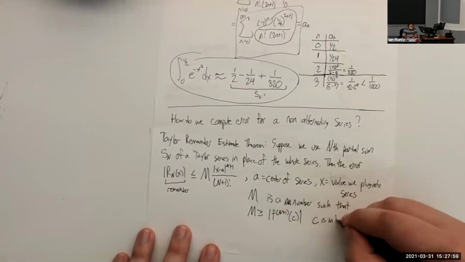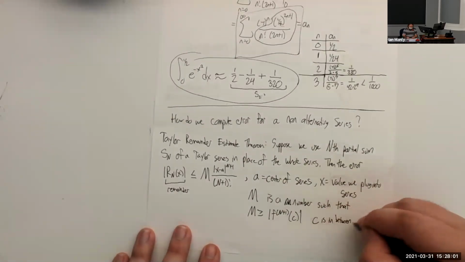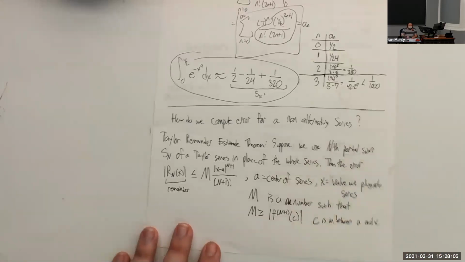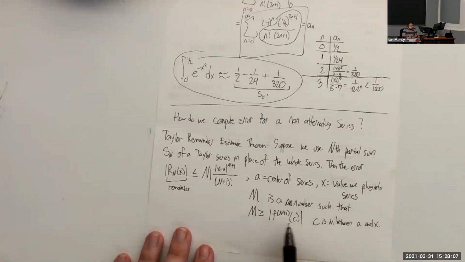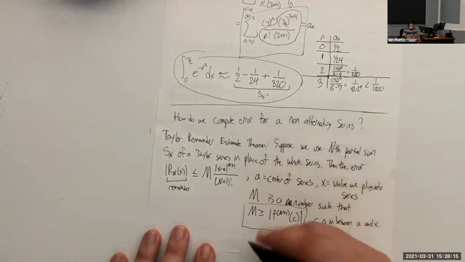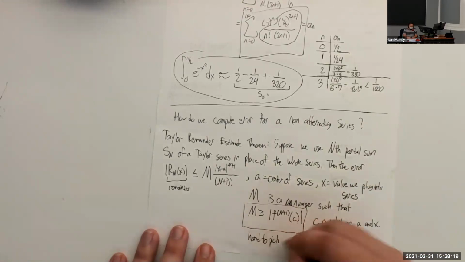C is in between A and X. So C could be any number in between A and X. So M just needs to be bigger than this derivative is. It needs to be guaranteed to be bigger than this derivative here. And this is what makes this method kind of annoying. It's in general hard to pick M.